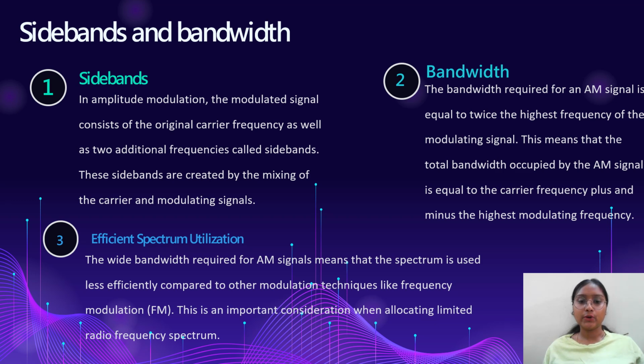Efficient spectrum utilization. The wide bandwidth required for an AM signal means that the spectrum is used less effectively compared to other modulation techniques like frequency modulation. This is an important consideration when allocating limited radio frequency spectrum.